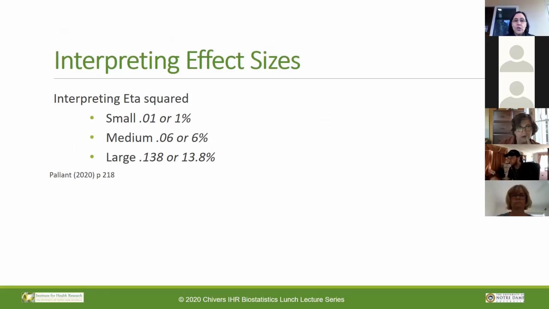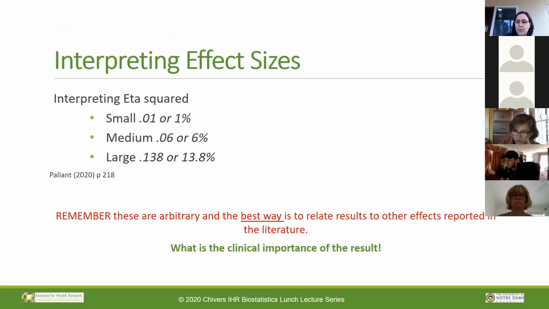Again, how do we interpret these particular effect sizes? So for eta squared, they're slightly different values. Small, medium and large according to Pallant are presented here as cutoffs. Again, remember these are arbitrary and you need to look at it with respect to the literature and whether it's clinically important. So you'll see that caveat on all of these interpretation slides because that's something that you need to ensure that you recall and remember.